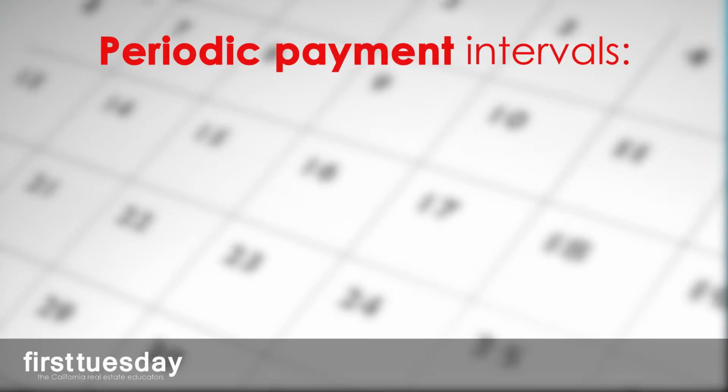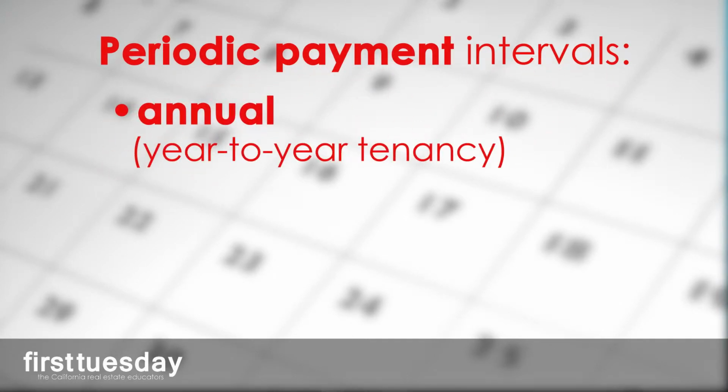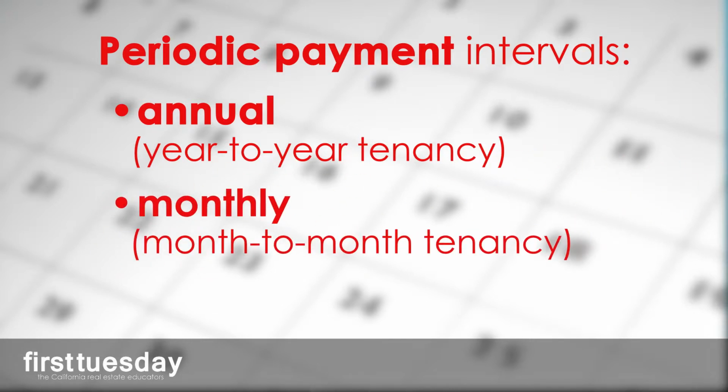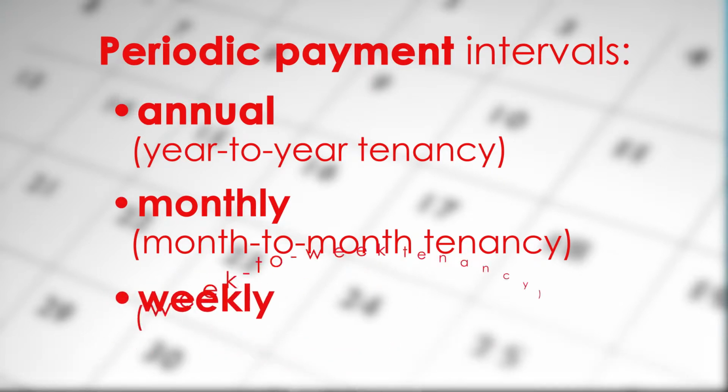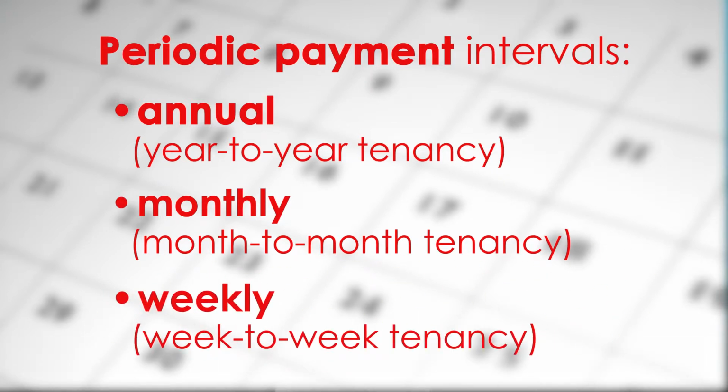The length of each successive period of time is determined by the interval between scheduled rental payments. Examples of periodic payment intervals include annual rental payments indicating a year-to-year tenancy, monthly rental payments indicating a month-to-month tenancy, and weekly rental payments indicating a week-to-week tenancy.